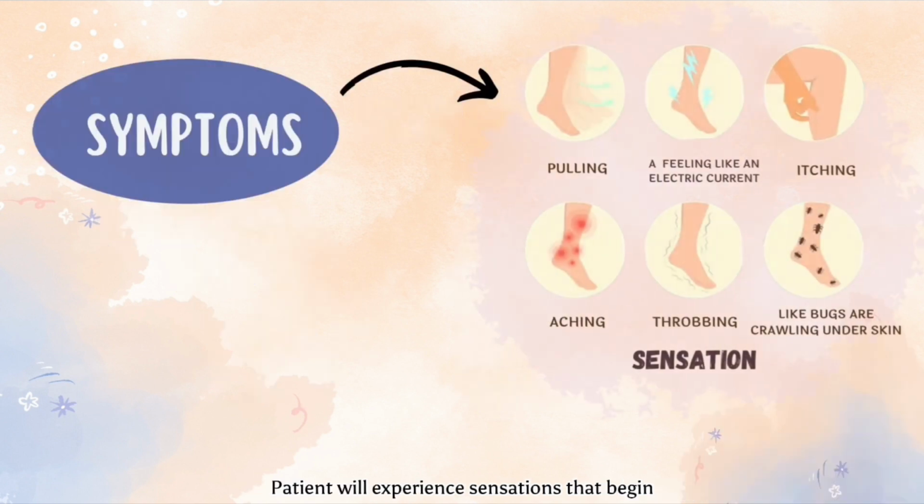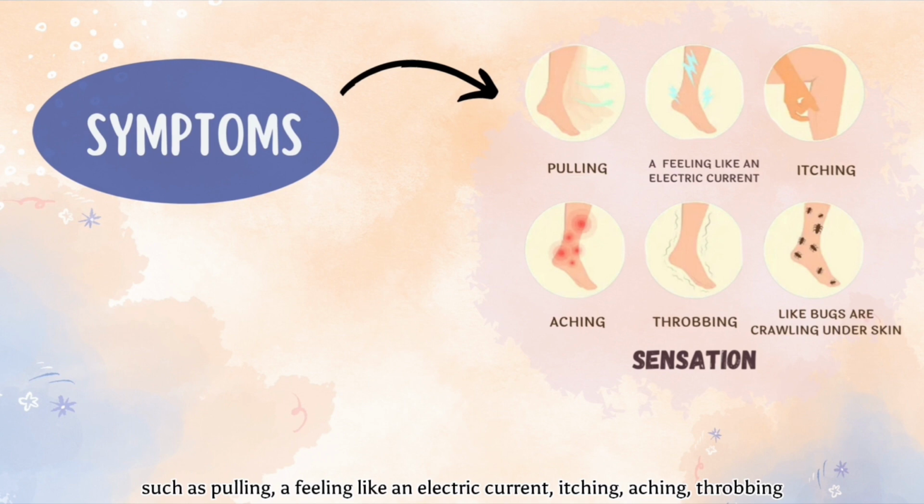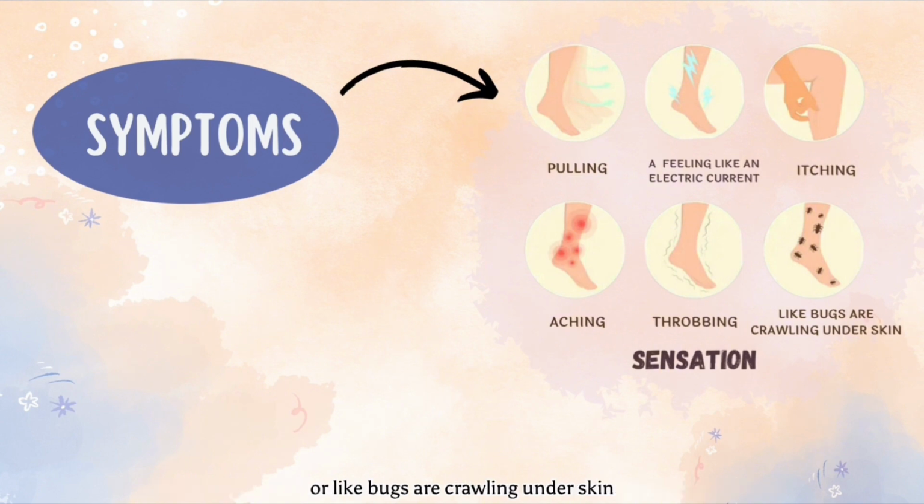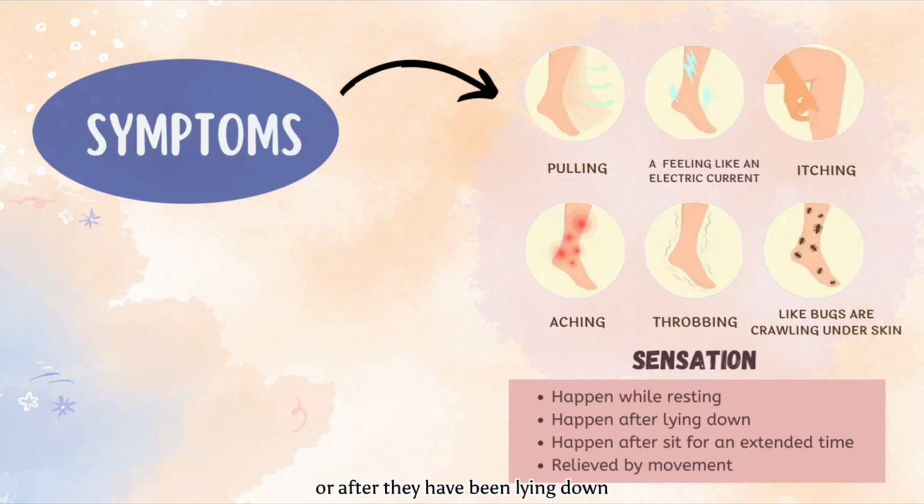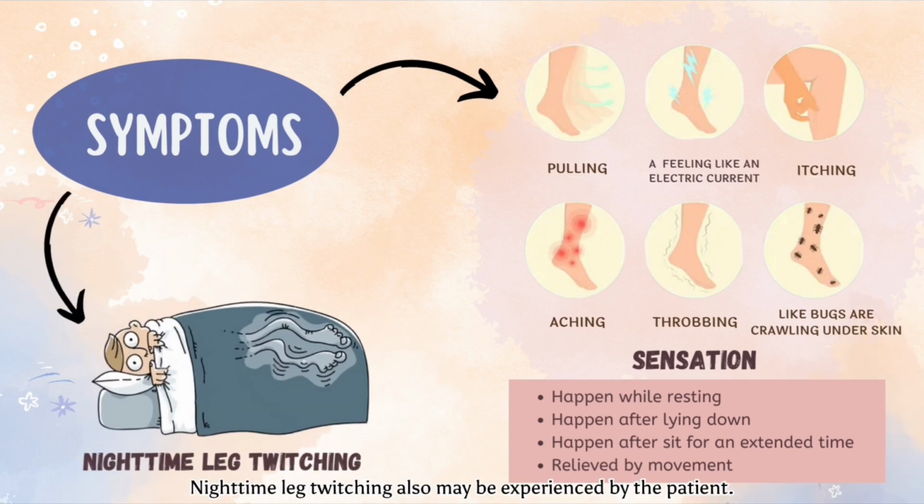Patients will experience sensations such as pulling, a feeling like an electric current, itching, aching, throbbing, or like bugs are crawling under the skin while they are resting or after they have been lying down or sitting for an extended time. But this can be relieved with just some movements. Nighttime leg twitching also may be experienced by the patient.